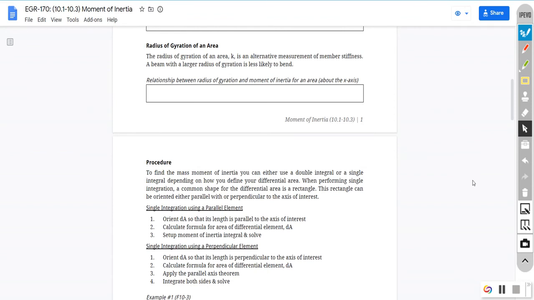Welcome back to sections 10.1 through 10.3. In this video we'll be going over example 2, which will show us how to calculate the radius of gyration for the area moment of inertia.